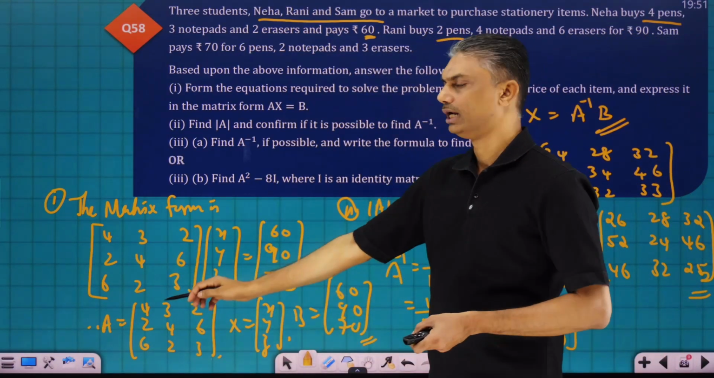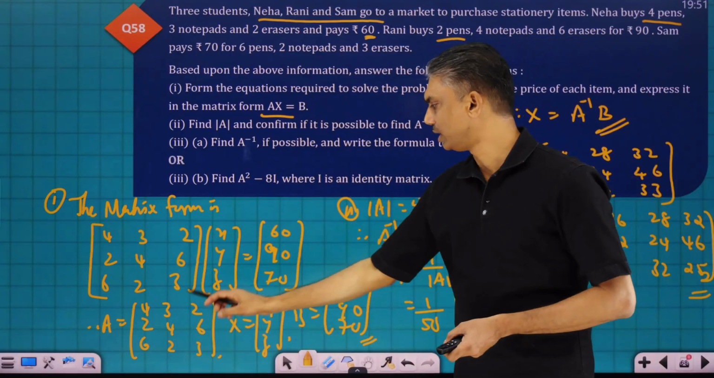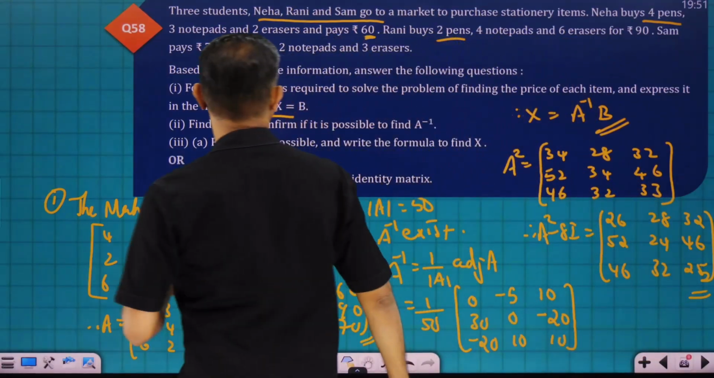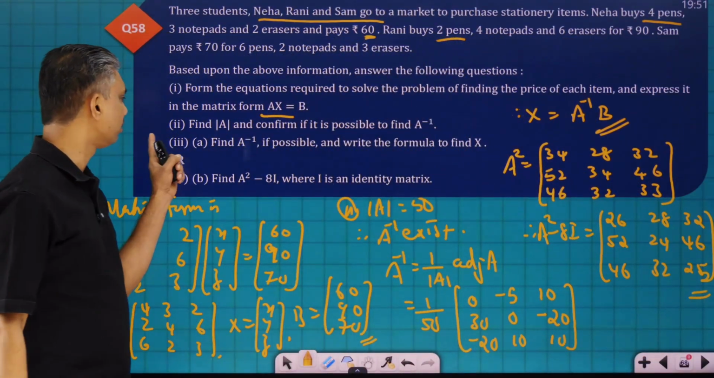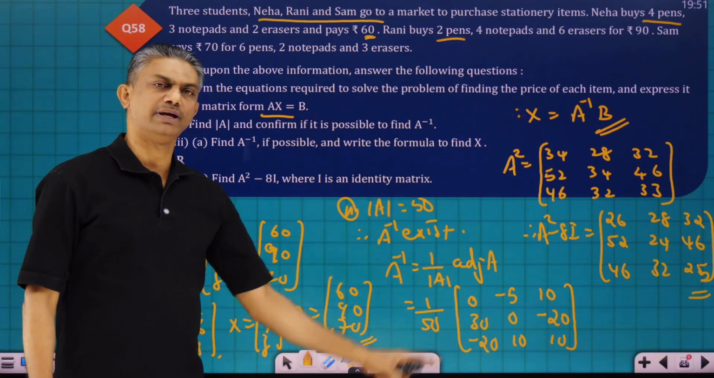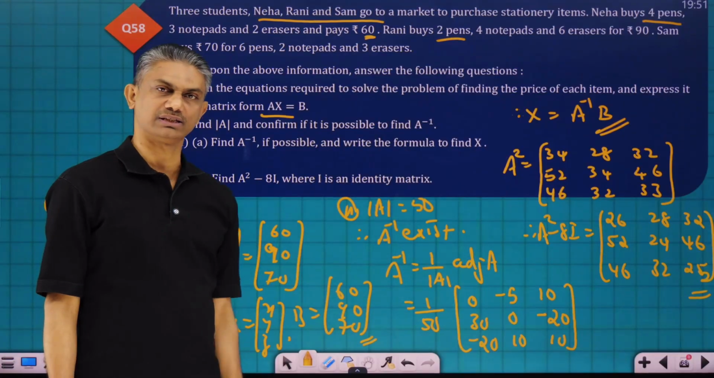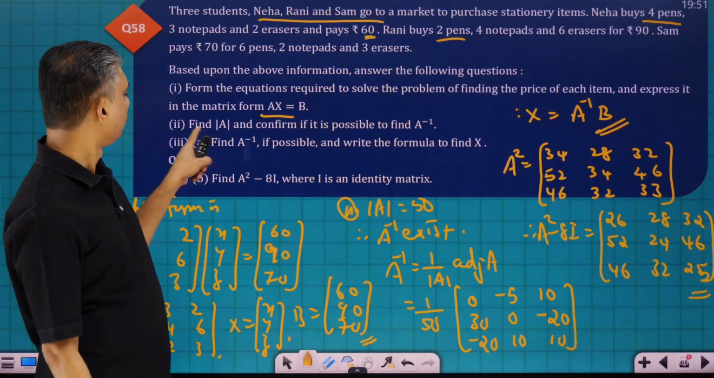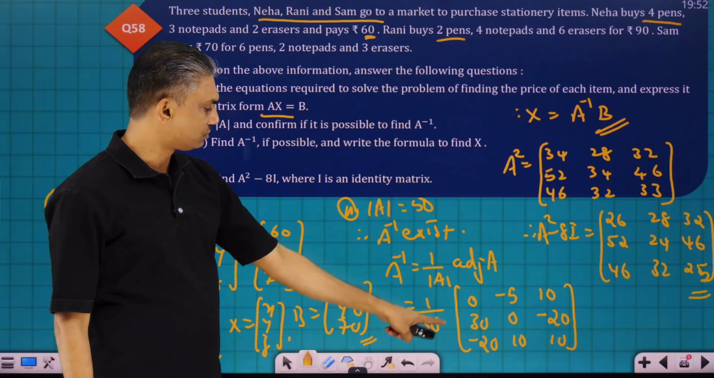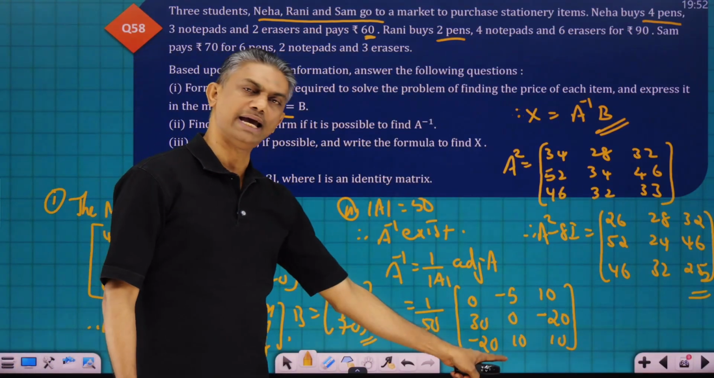So, you will be getting that this is the matrix equation AX is equal to B. A is this one, X is this one and B is this one. Now, they are asking to find the determinant. The determinant will be, if you calculate, 50, and confirm if it is possible to find the inverse. Yes, if the determinant of A is not equal to 0, A inverse exists. Now, find A inverse if possible and write the formula for it. A inverse is equal to 1 by determinant into adjoint, 1 by 15 into adjoint. You can calculate by yourself. You will be getting this answer.